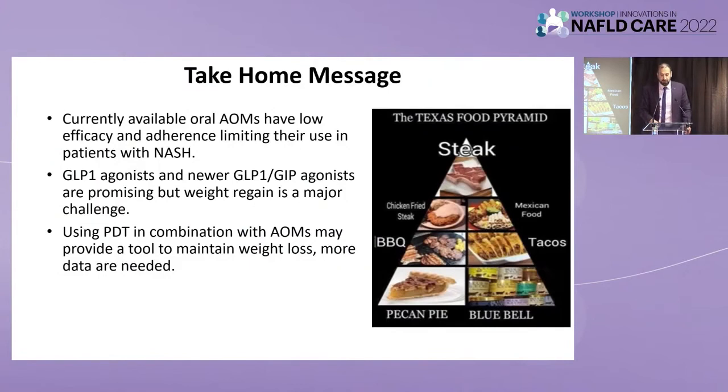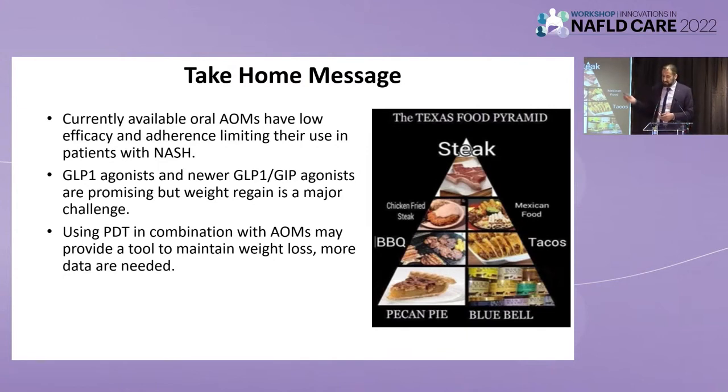So this is my take-home message slide. I think currently available oral anti-obesity medicines have low efficacy and adherence, so that limits their real-world use in patients with NASH. I think GLP-1 agonists and the newer dual agonists are very promising, but I showed you the data on weight regain, so this is a major problem, and we need maybe prescription digital therapeutics or other interventions in combination with these anti-obesity medicines to provide the tools to maintain the initial weight loss.